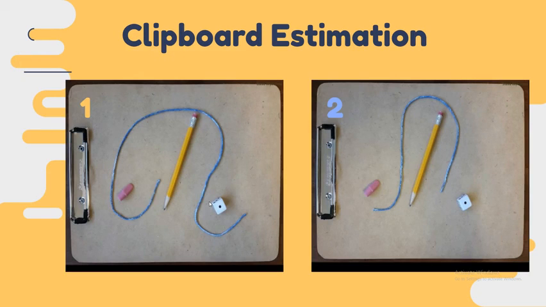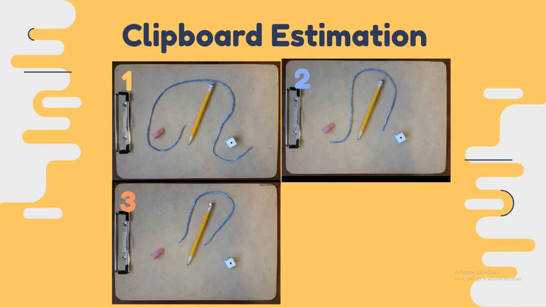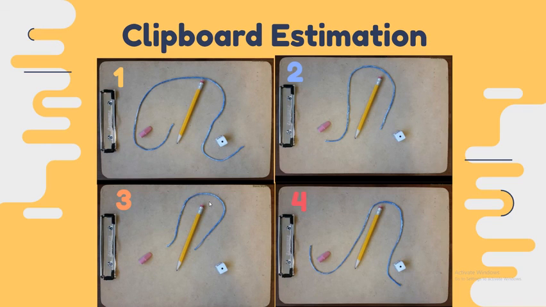Then they are shown a second image. The idea of the estimation clipboard is that students are using prior knowledge from what they know the answer to number 1 is to help them figure out the answer for number 2. This process continues for 4 more images. Hopefully, they're using their prior knowledge to help make the estimations a little bit closer and closer each time.